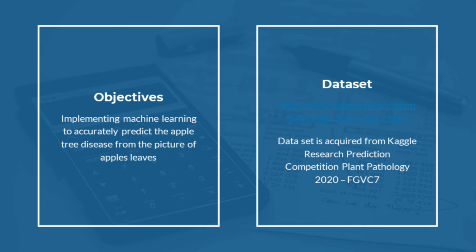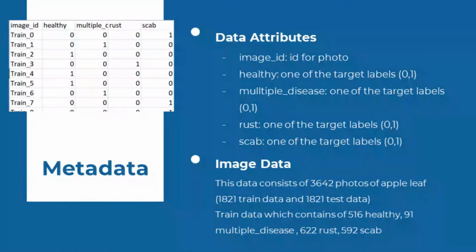The dataset we use in this problem was acquired from the Kaggle Research Prediction Competition Plant Pathology 2020. The data attributes are image_ID and 4 binary labels with a value of 0 or 1, representing the negative and positive of the 4 conditions: healthy, multiple disease, RAS, or SCAP.